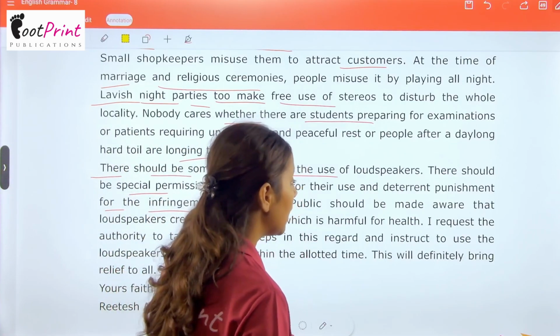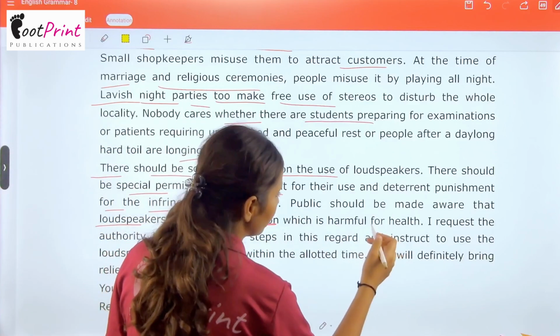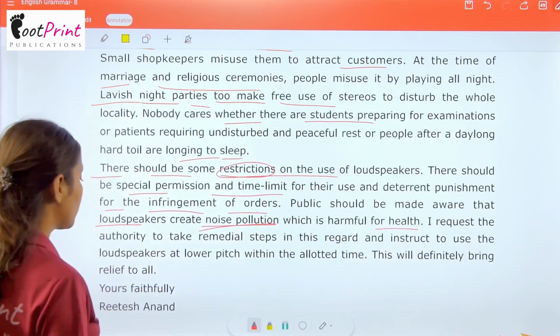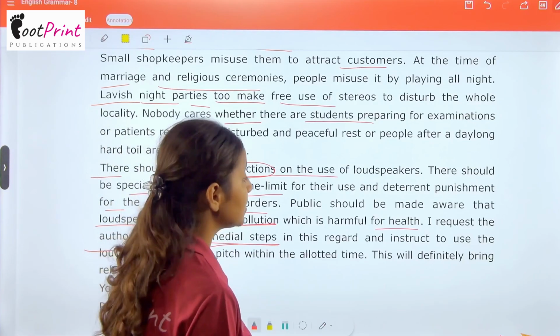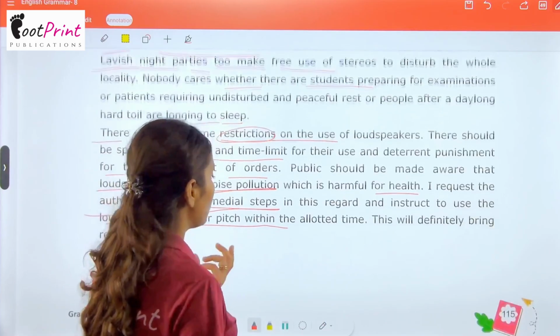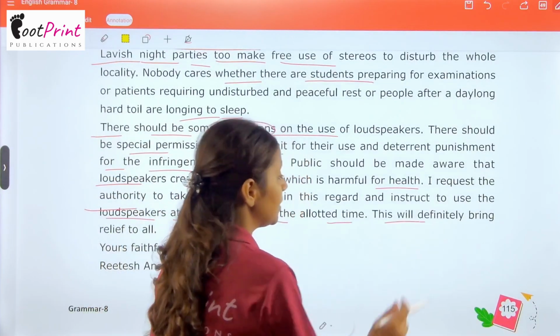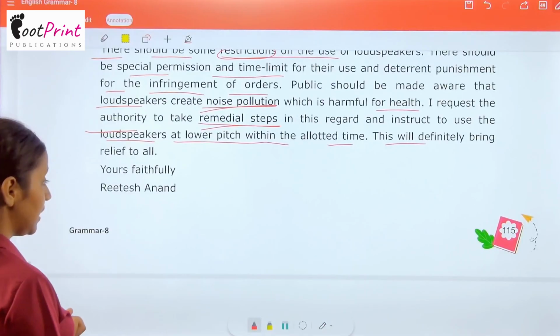The public should be made aware that loudspeakers create noise pollution which is harmful for health. I request the authority to take remedial steps in this regard and instruct people to use the loudspeaker at low pitch within the allotted time. This will definitely bring relief to all. Yours faithfully, Ritesh Anand.